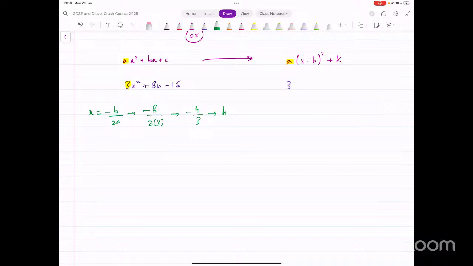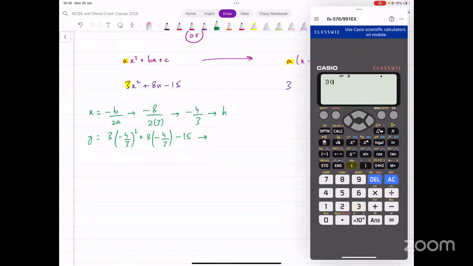Okay. And then you put this number back in this expression, you'll get the corresponding y value as well. 3 into minus 4 over 3 whole squared plus 8 into minus 4 over 3 minus 15. You can put this in your calculator directly. You'll get the corresponding y value from this. And what do we get from this? Minus 61 over 3. That's the value of k.